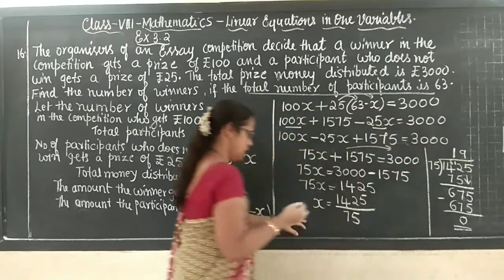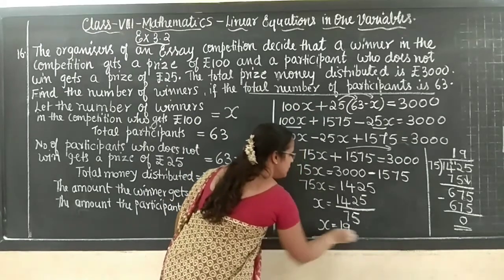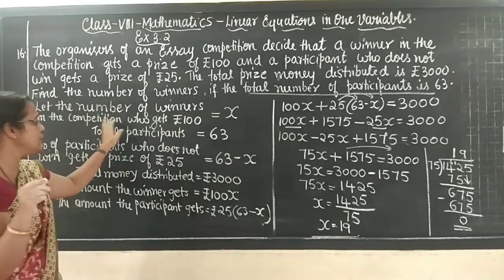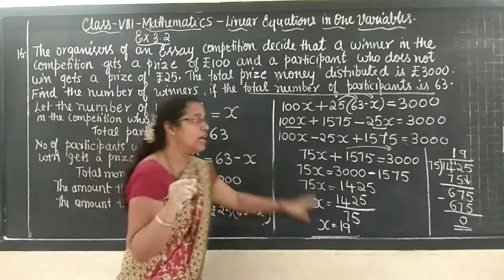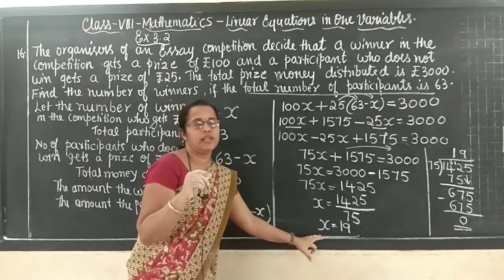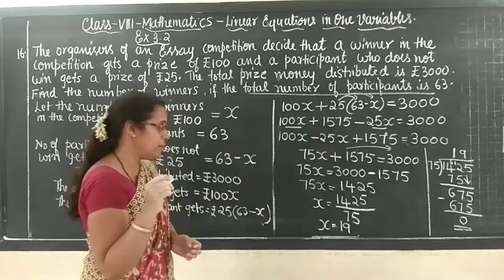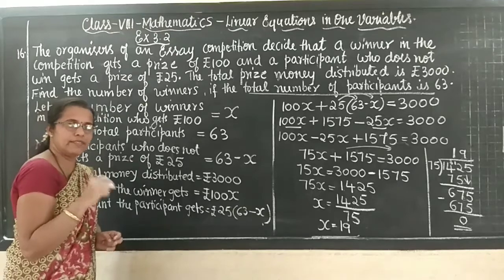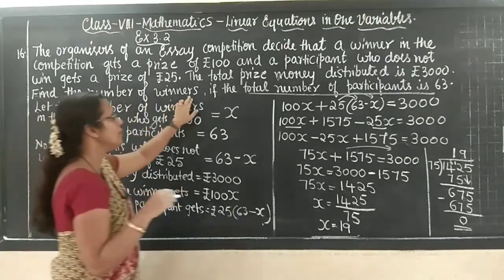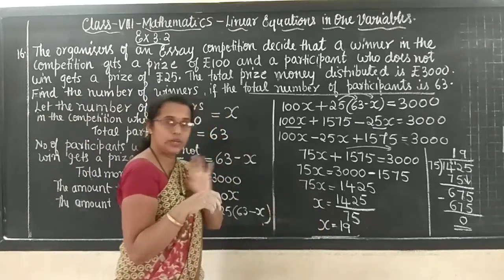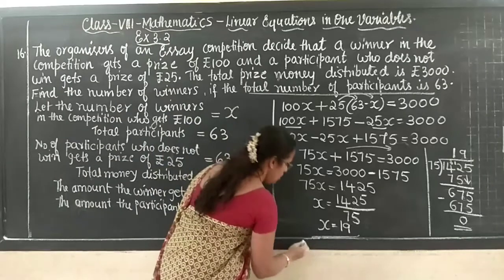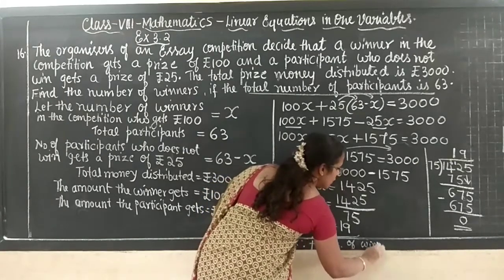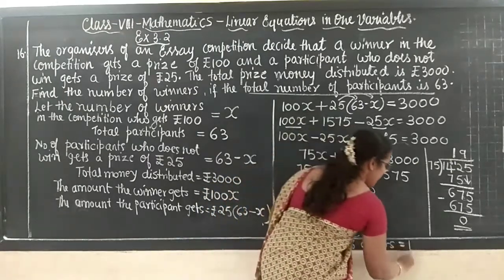So what is the answer? 19. What is this 19? X is equal to 19. That is the number of winners in the competition who get 100 rupees. 19 members are getting 100 rupees, so 19 members are the winners. Is it okay? So that's the question: find the number of winners. Therefore, the number of winners is equal to 19.